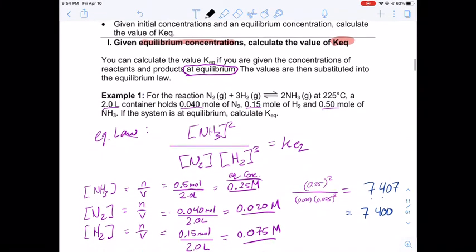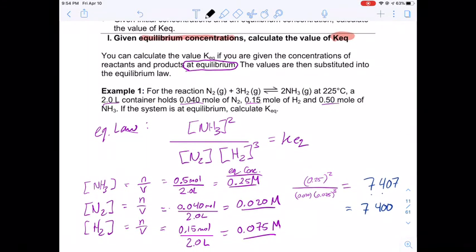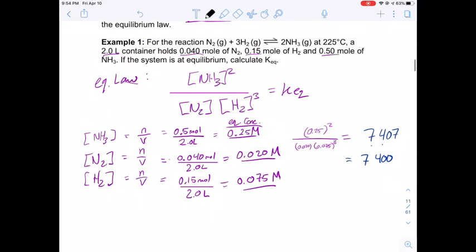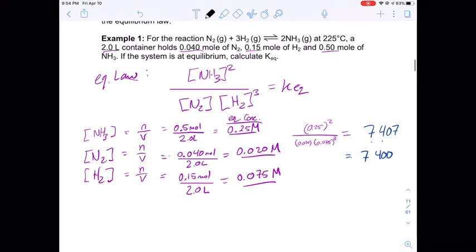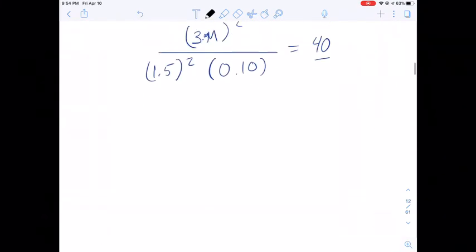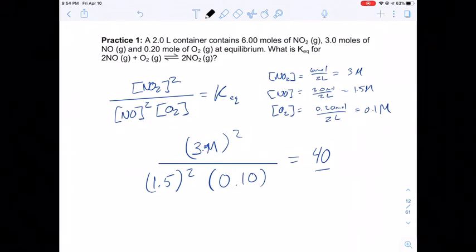So in our first example, you're given the equilibrium concentrations. You're asked to calculate the KEQ value. This is a pretty standard calculation, and it should be a relatively quick one. Here's an example that we did in the live stream. So we're just going to move forward and do the practice. The practice has already been worked through. Well, let's just see if we can highlight through this. If you want to see the full work through, then please feel free to go look at the live stream.